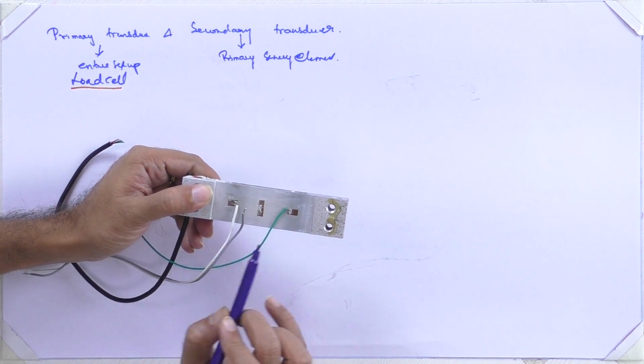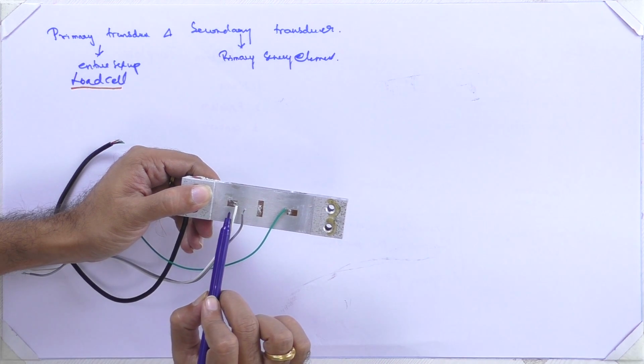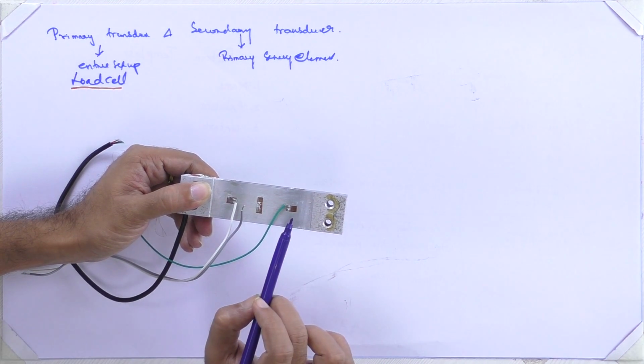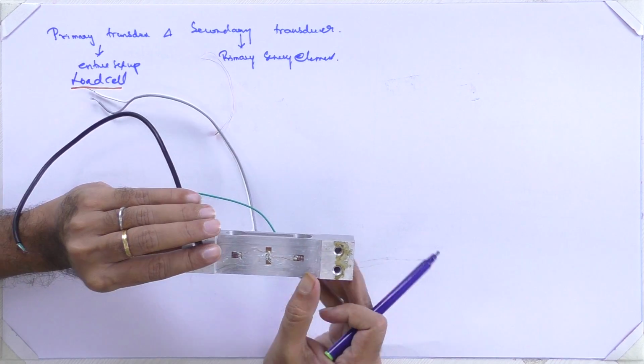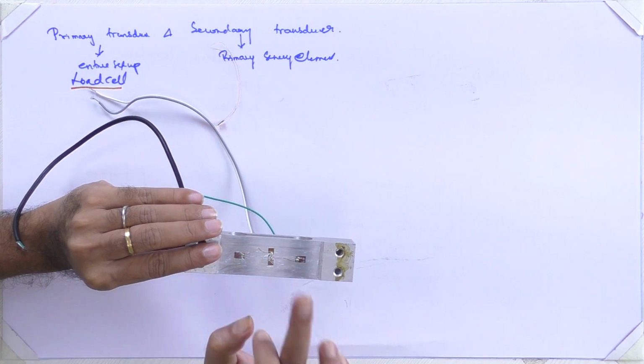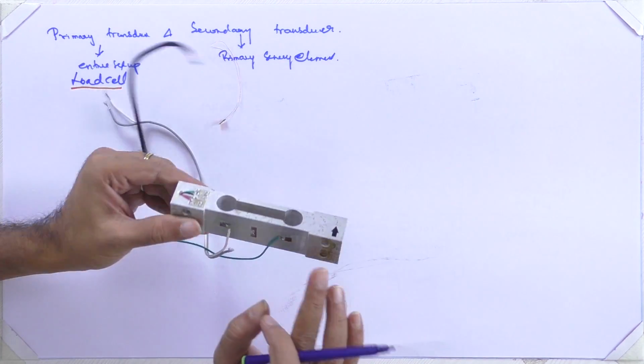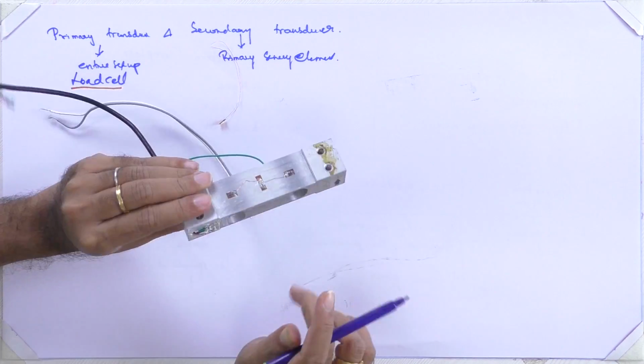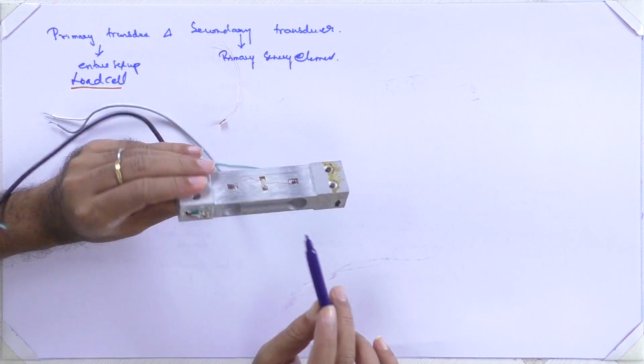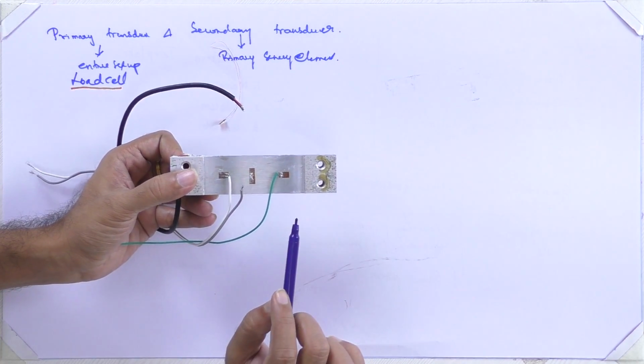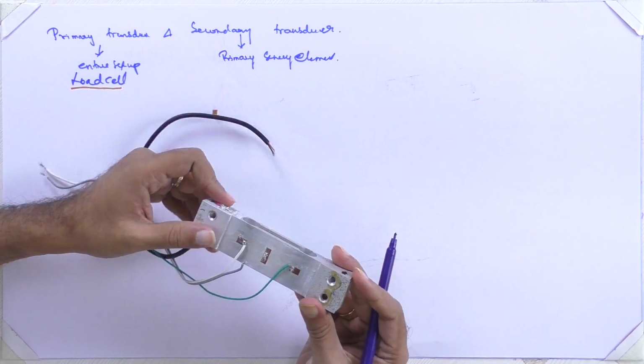You are seeing here, here is one primary sensing element, the strain gauge, and here is one, and here is two, and here you have another two and another two here. So there are four over here, four over here. This is called a full bridge, the full bridge circuit.